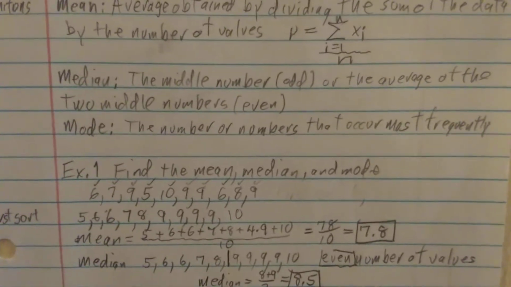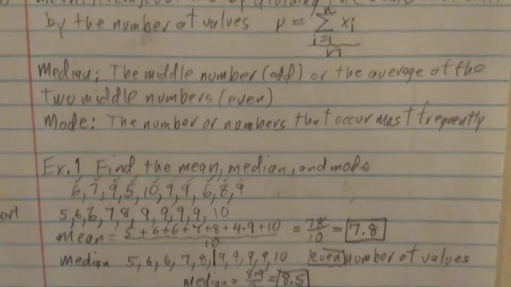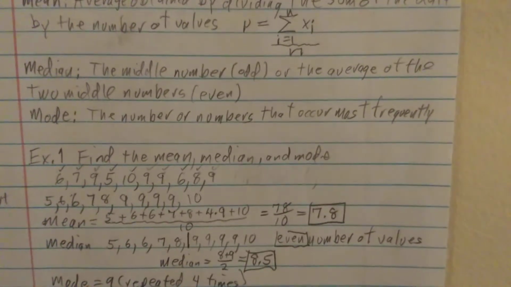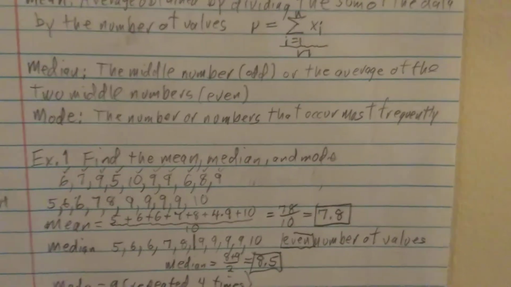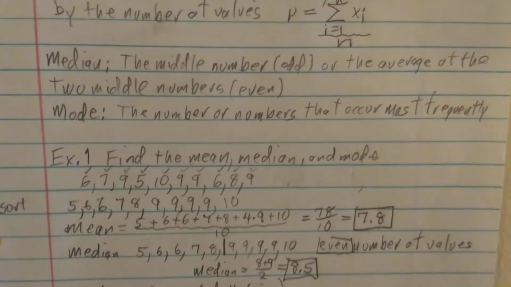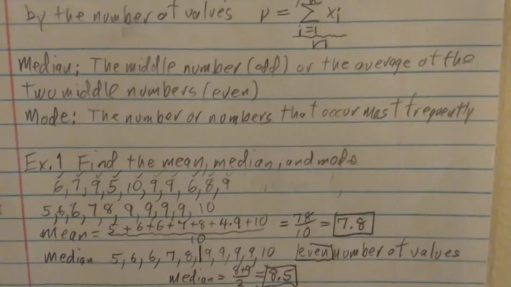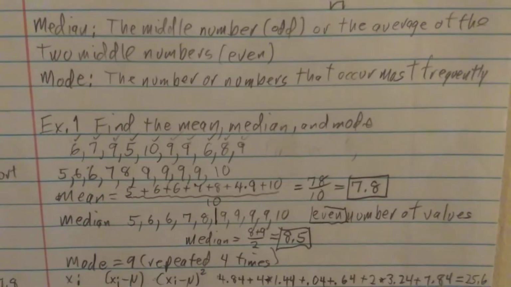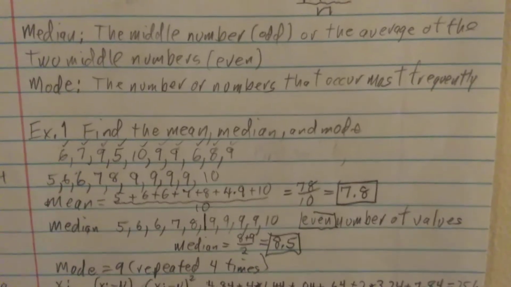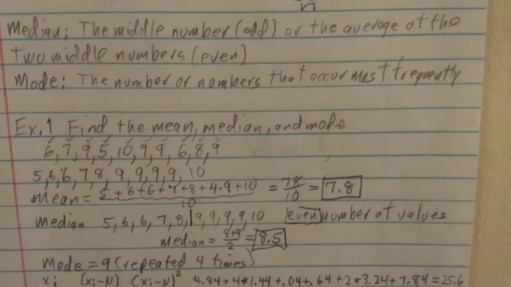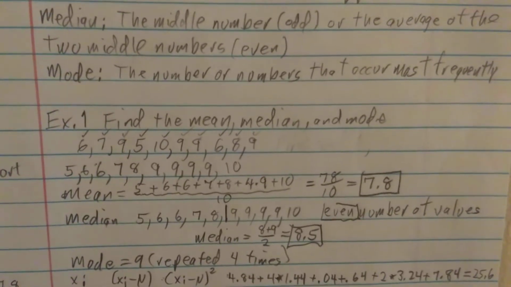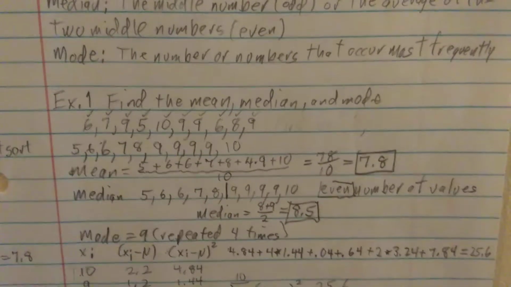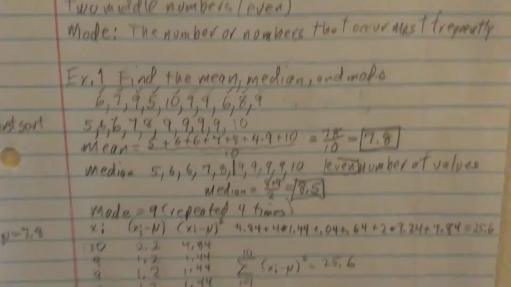Now the median is defined as the middle number, one that you can go to if there's an odd number of values, or the two middle numbers, which you average if there's an even number of values, and we'll give you examples for that. Then the mode is defined as the number or numbers that occur most frequently. So you can have one mode or two modes tie, or you could even have three, but we're just generally going to deal with one.